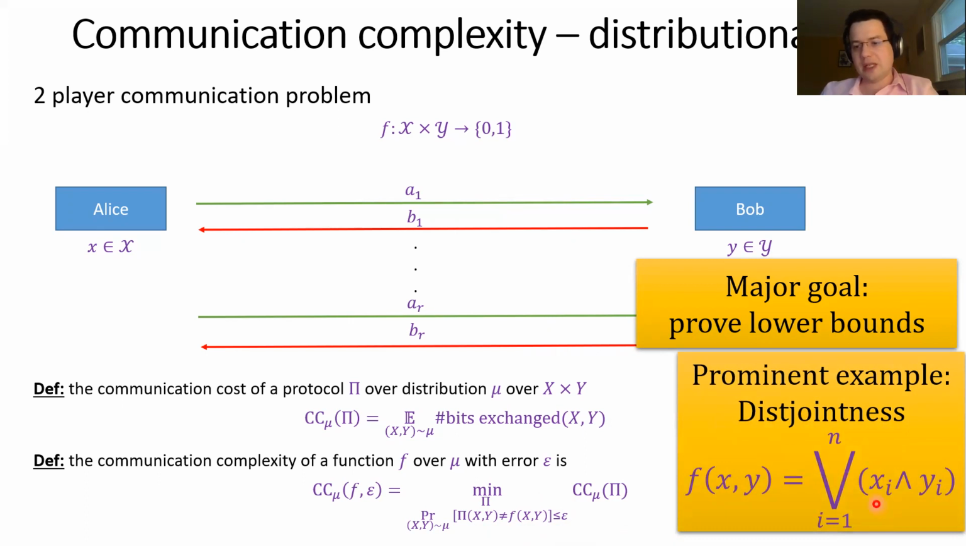Alice and Bob are given vectors of n bits, and they want to find out if there is a coordinate in which both of them have a 1. So that's set disjointness. It's not obvious how to analyze it, but it is comprised of simple 2-bit AND functions.